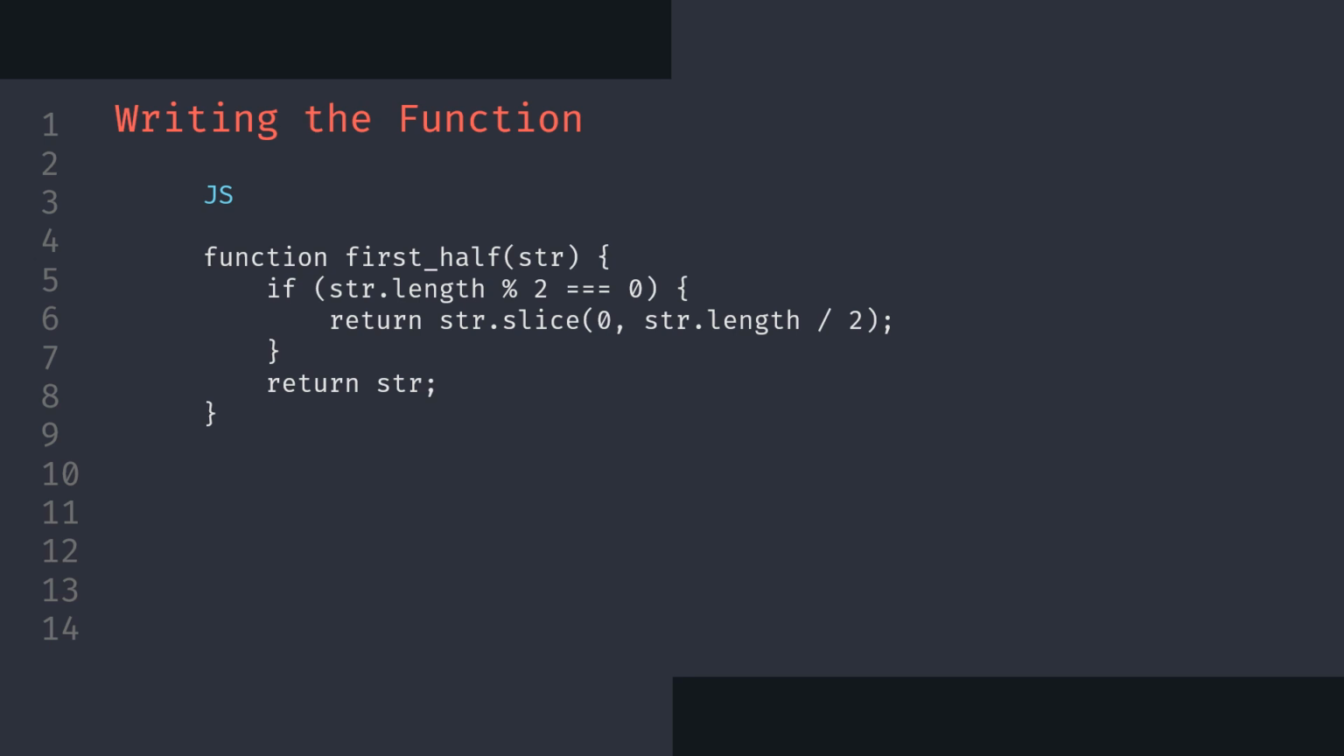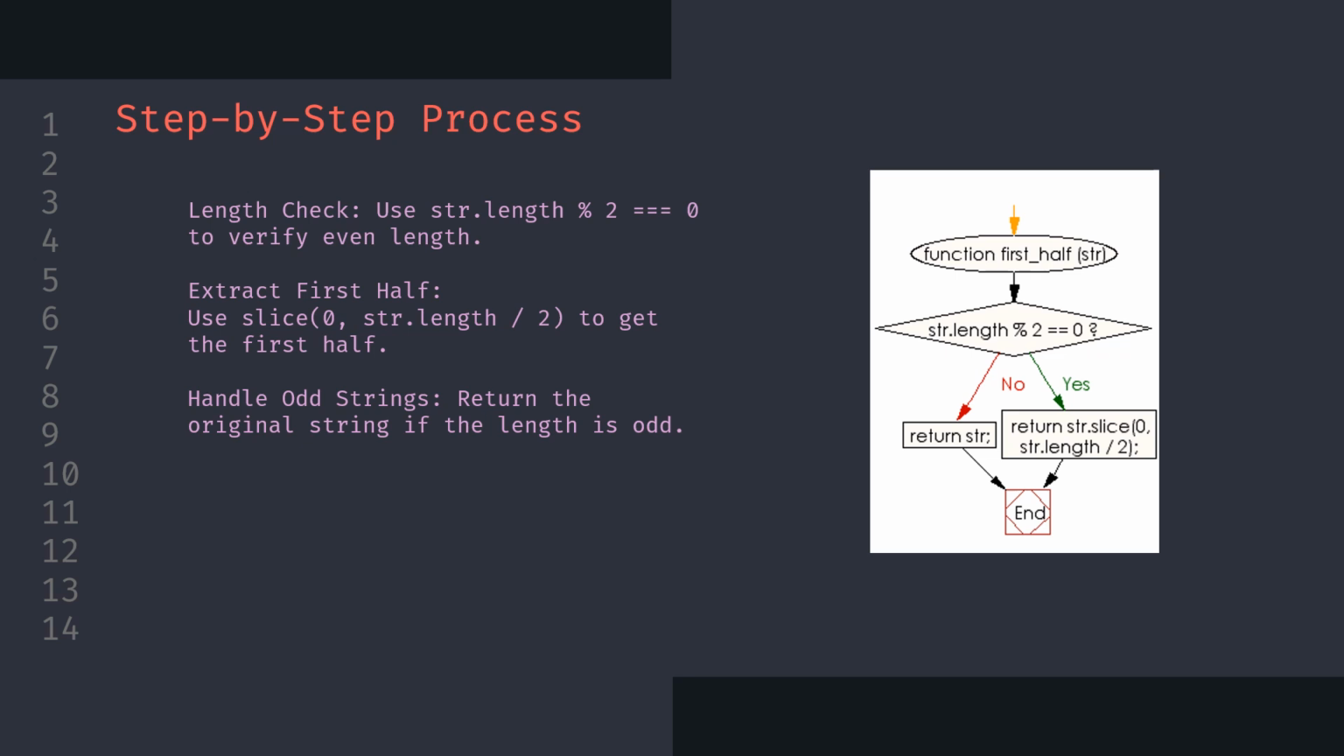Let's break it down step by step. The process is straightforward. First, we confirm if the string length is even. If it is, we extract the first half using the slice method, which starts at the beginning and ends at the halfway point. If the string length is odd, we skip the extraction and return the input as is.